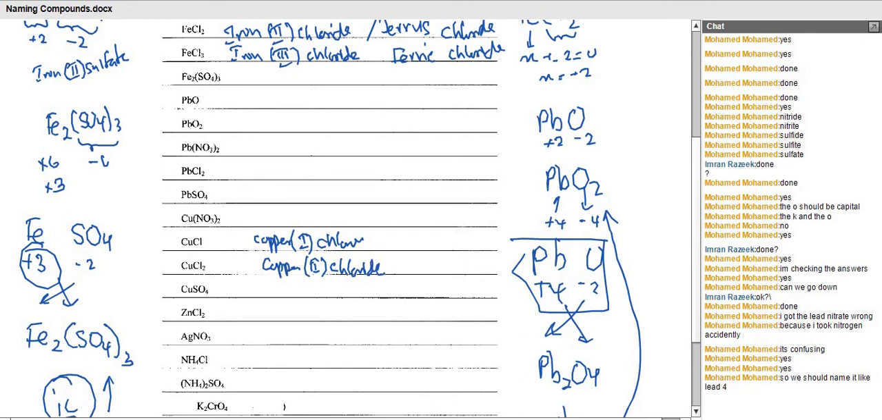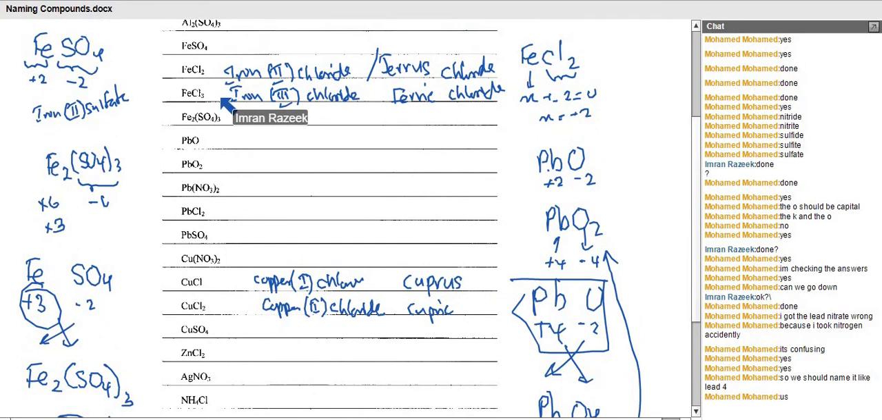Which one is the top one, cuprous or cupric? The higher number is ic, so this lower number is cuprous chloride, and this is cupric chloride. So copper becomes cuprous and cupric, iron becomes ferrous and ferric, and for lead, we don't say leadic, we use the terms plumbous and plumbic. Plumbous is the lower number, plumbic oxide, plumbous oxide. That's not very important, but I prefer if you know these names also, but it's more important for the A levels.